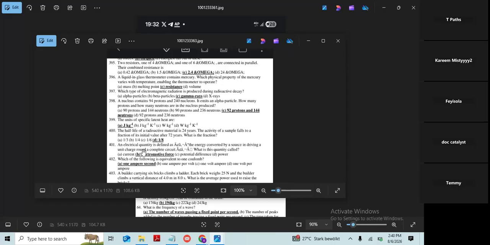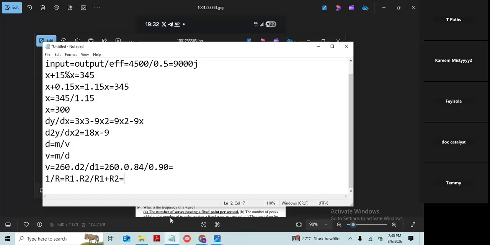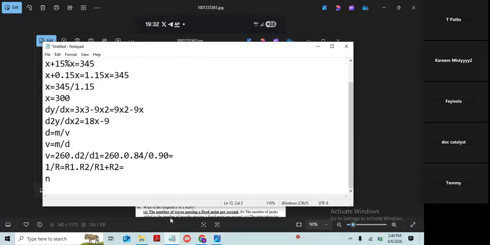Number 400. The half-life of a radioactive material is 24 years. The activity of a sample falls to a fraction of the initial value after 72 years. What is the fraction? Now remember, according to the half-life formula, let me write it out so that you see. The number of half-lives n is equal to the time divided by the half-life. We are given time to be 72, and the half-life is 24. So 72 divided by 24, you have 3.